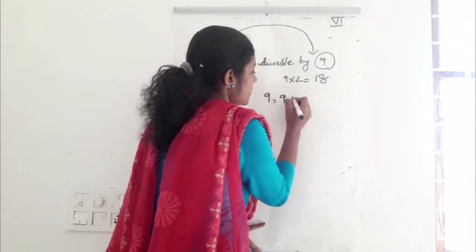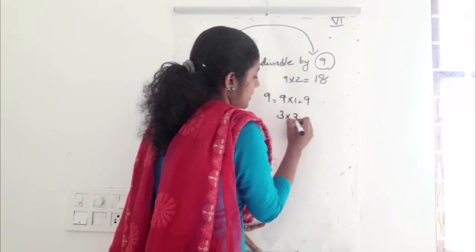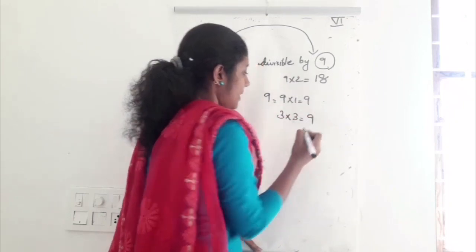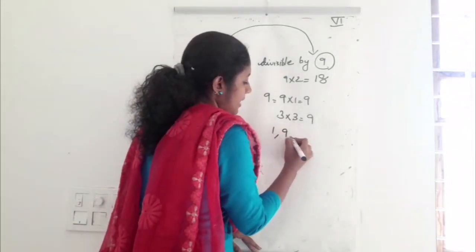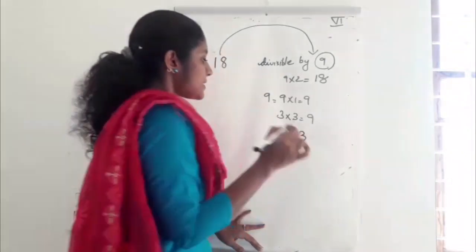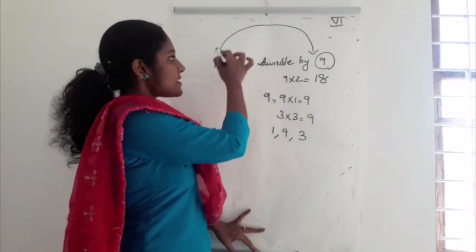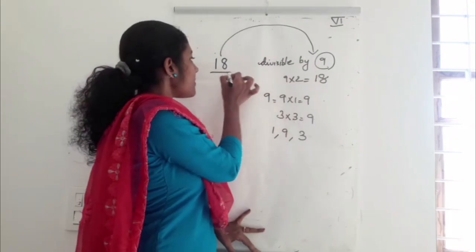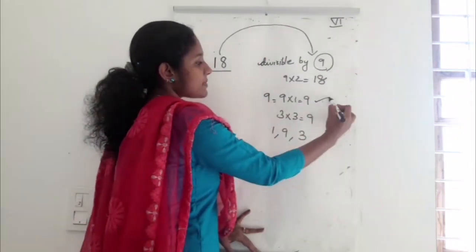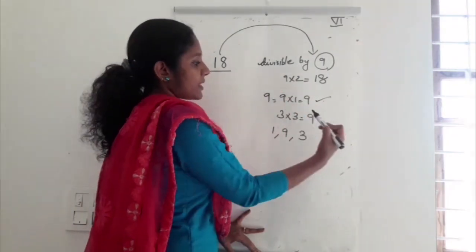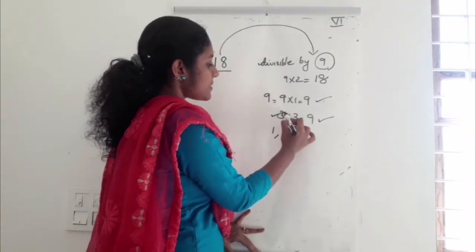For the factors of 9: 1 into 9 is 9, and 3 into 3 is 9. So 1, 9 and 3 are the factors. The rule says that if 18 is divisible by 9, then it will be divisible by the factors of 9 also. We will check. Is 18 divisible by 9? Yes. Is 18 divisible by 3? Yes, 6 threes are 18.